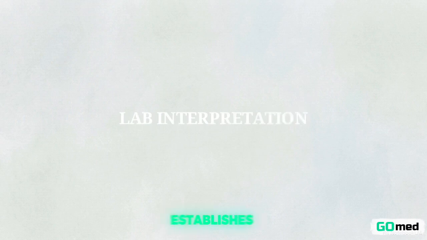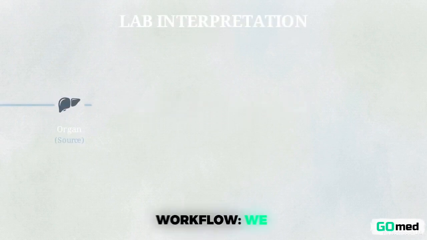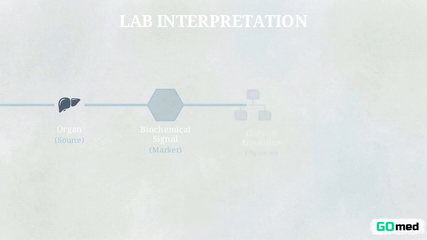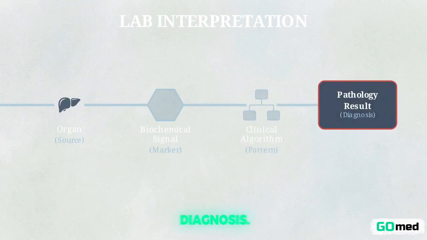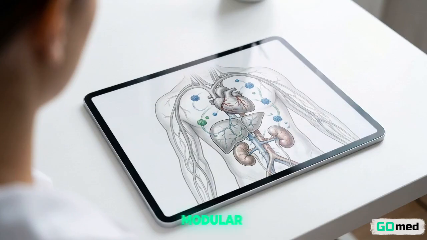This diagram establishes the analytical workflow. We identify the source organ, determine the specific marker it releases, map that marker into a clinical pattern, and conclude with a specific diagnosis. Adopting this modular approach enables a clinician to synthesize raw data into a precise diagnostic framework.